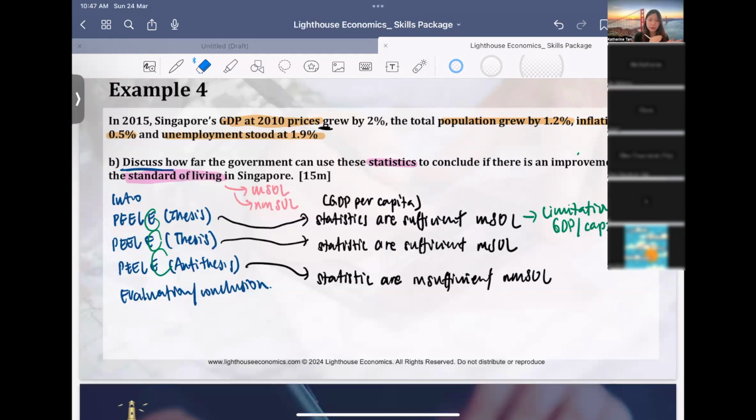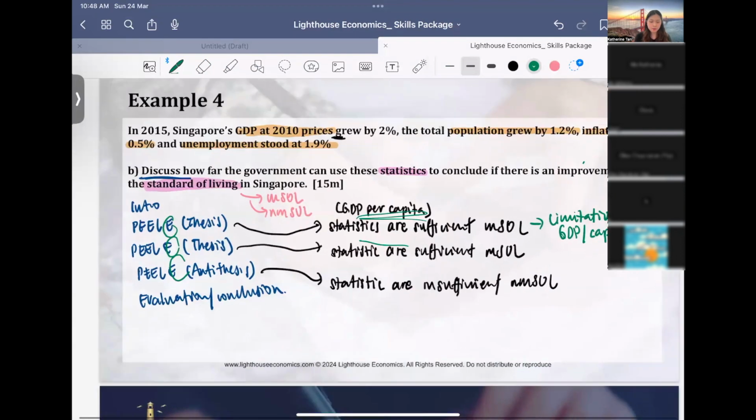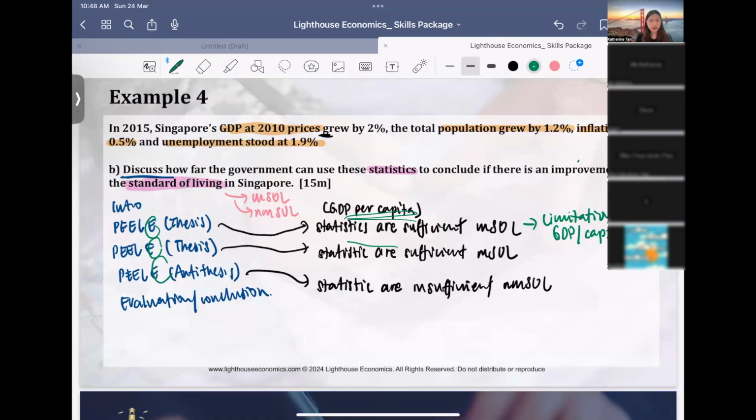So GDP per capita. Let me finish the GDP per capita first. Why is it sufficient in telling me material standard of living? Because it's an indicator of income and purchasing power, hence it can tell me something about material standard of living. But then your evaluation is you must go and evaluate this statistic. GDP per capita may not be a very good indicator of income and hence material standard of living, because it doesn't tell me anything about income inequality.